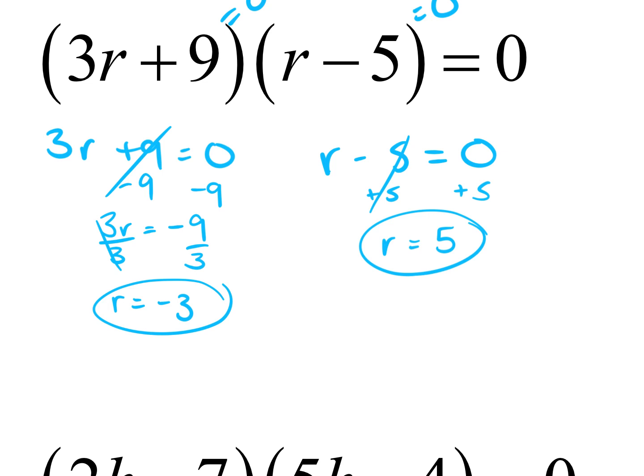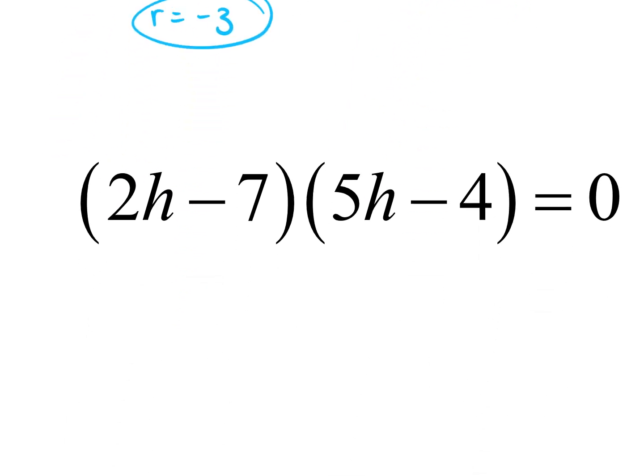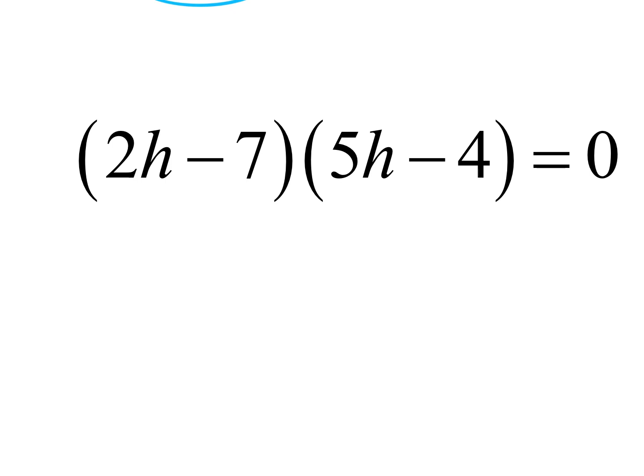Questions here? All right, let's look at the next one. What do we do first to solve? Set them both equal to 0. Perfect. So 2h minus 7 is equal to 0, and 5h minus 4 is equal to 0.